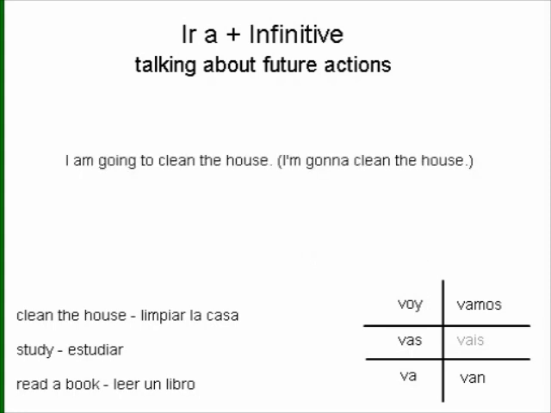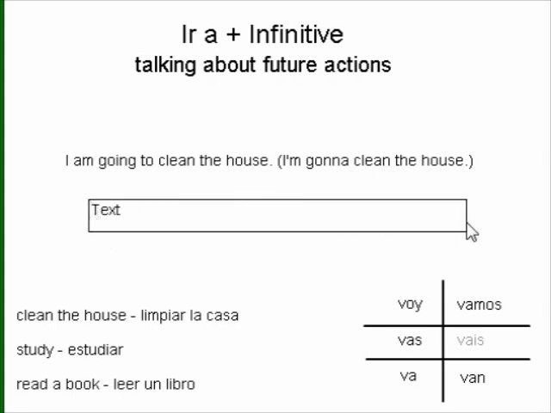Here's our first example. I'm going to clean the house. Again, when we're speaking, we'd actually maybe say I'm gonna clean the house, but we know that it's really I am going to clean the house. So clean the house is limpiar la casa. We'll be using that. To say I am going to, our first part of course is ir, so we have yo, and we need the yo form of the verb, which is voy.